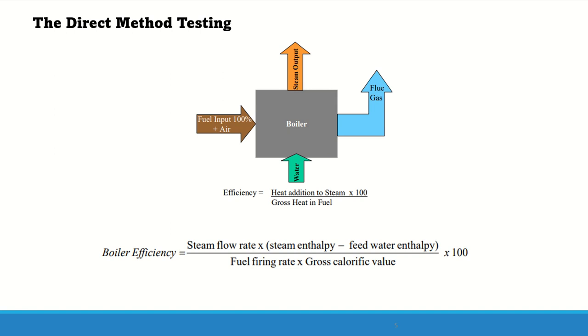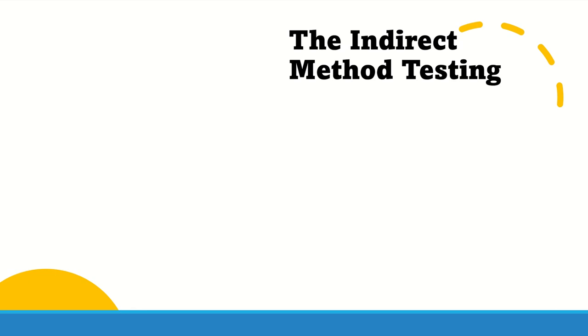Now, the fuel firing rate and the gross calorific value give the formula for the direct method of boiler efficiency. The direct method is a very simple method, but it shows only the comparison between input and output. Very easily we can assess the boiler performance with the direct method.